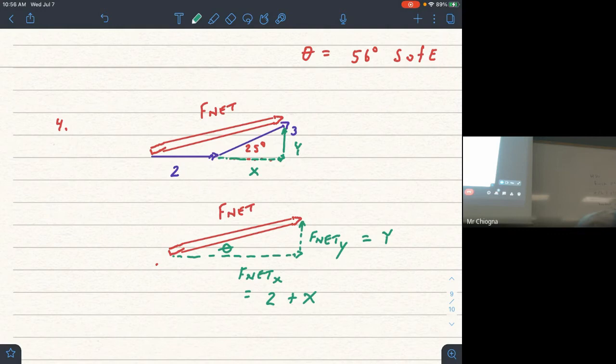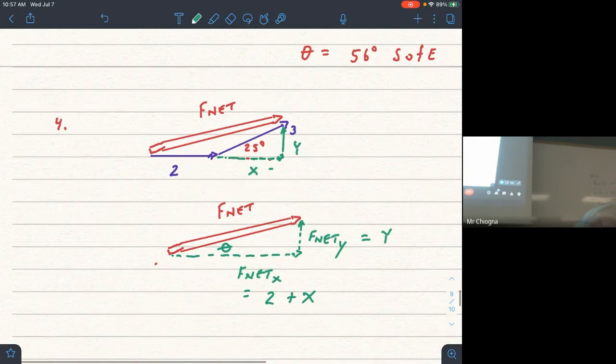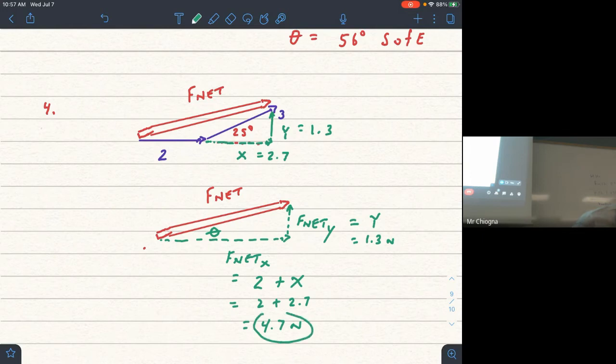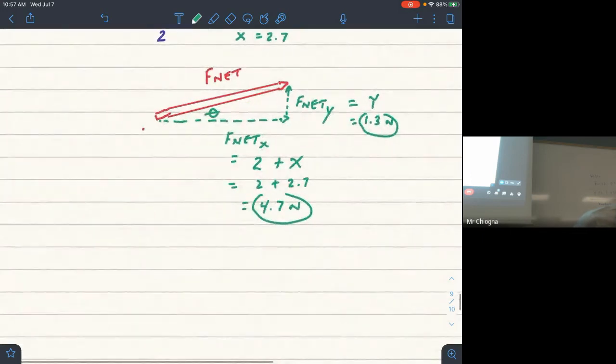So let's figure out these components. For F2, the X component is 3 times the cosine. I'm just going to give you the value. You can figure it out. You now know how to do it. 2.7 newtons. The Y component is 3 times the sine, which is 1.3. So this net Y component is 1.3. And this X component is 2 plus 2.7, or 4.7. Those are my components, my X and Y. I'll just redraw it again.